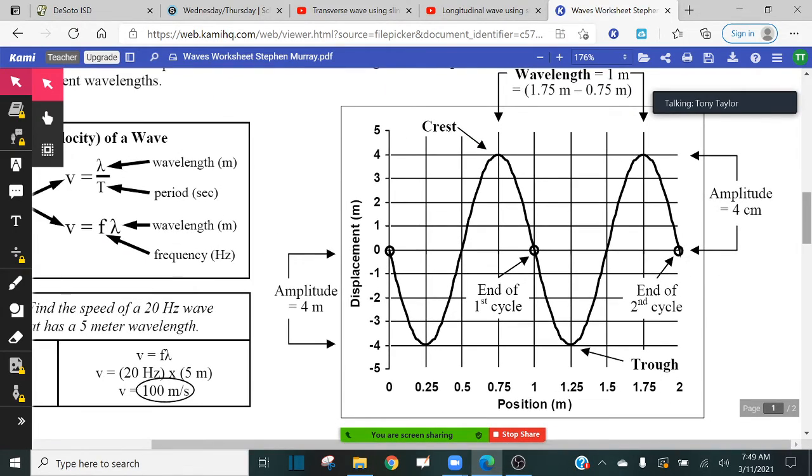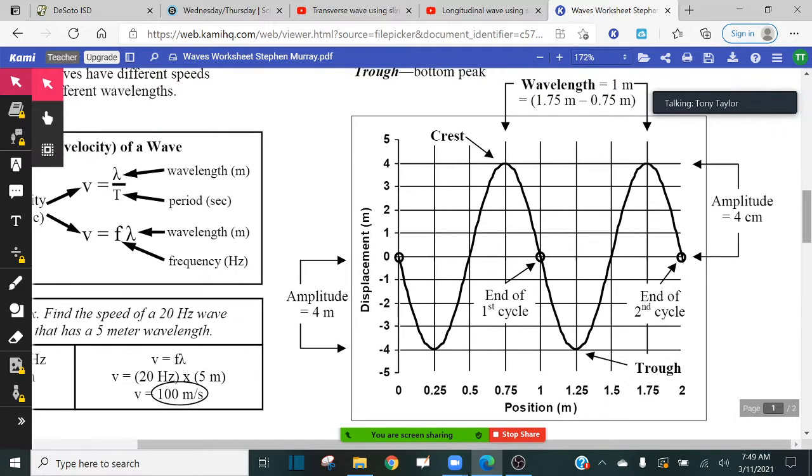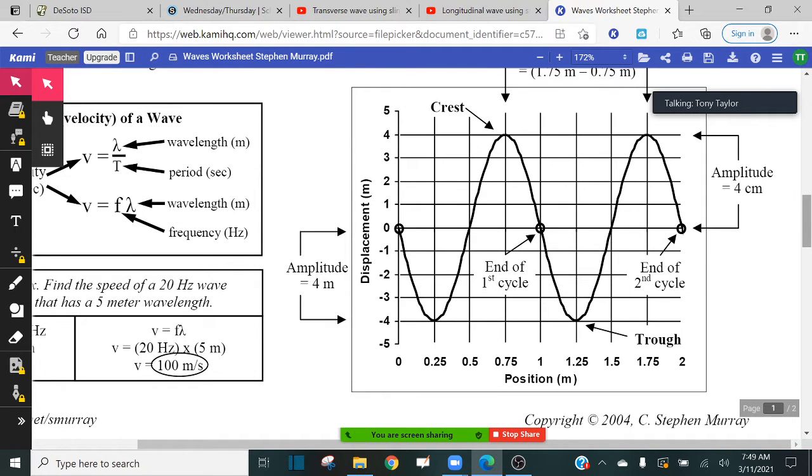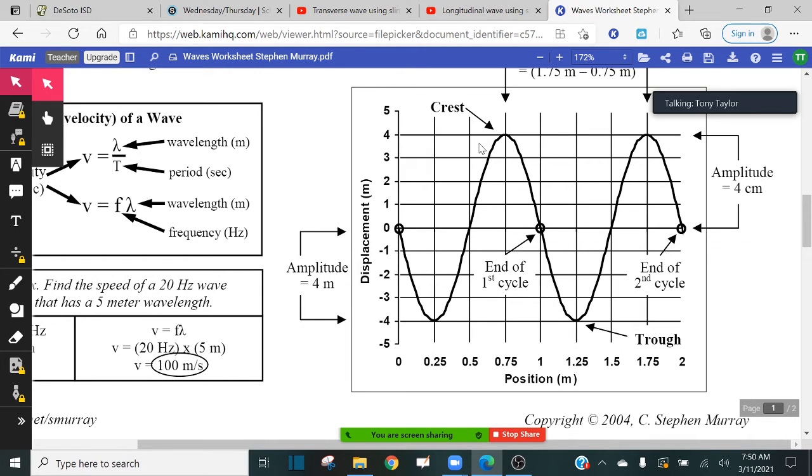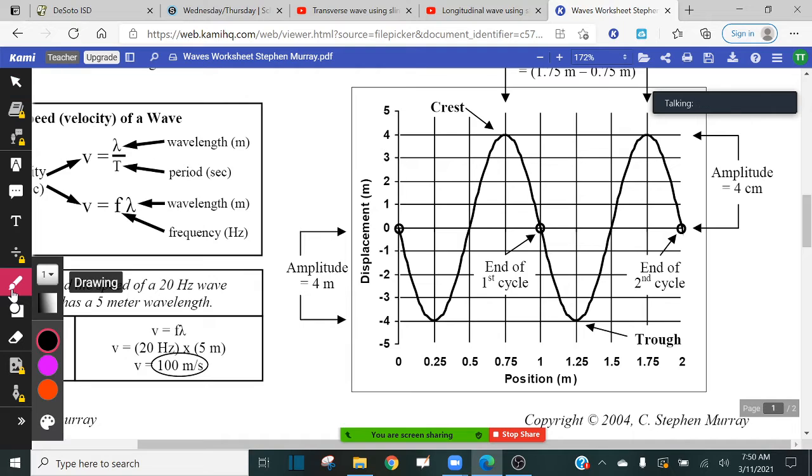Before I move on to the next page where we work out actual examples, I want to be sure everybody in here understands the various components of waves, the various parts of waves. So whenever we're talking about waves, there's a few terms I need for you guys to know. I need for you guys to know what is the crest and what is the trough of a wave.